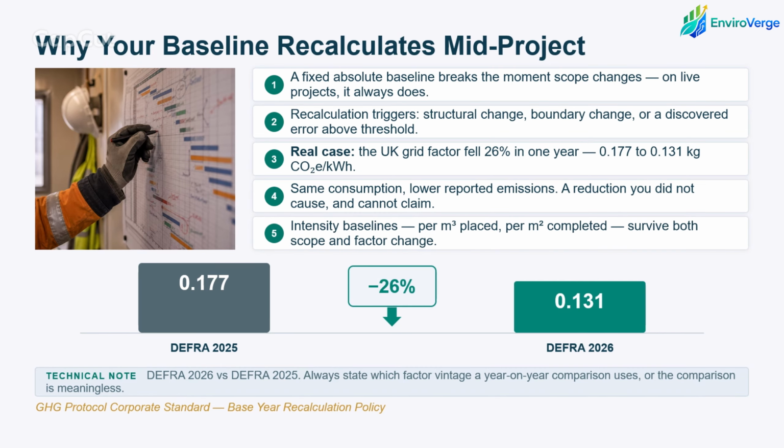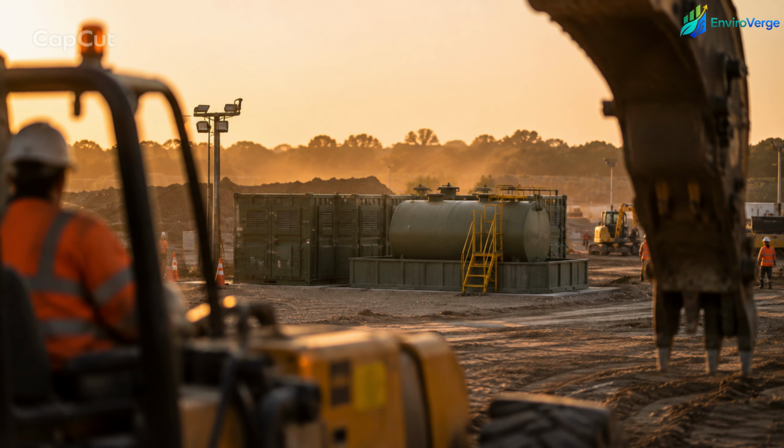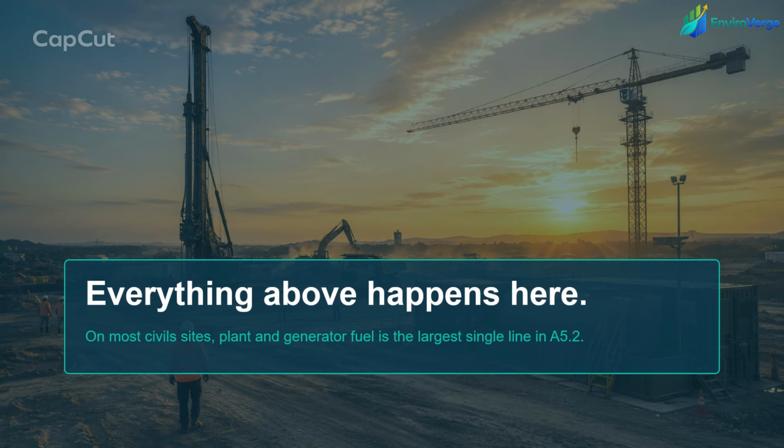Intensity baselines survive that. Per cubic meter placed, per square meter completed. Set the unit before mobilization, because retrofitting one is an audit finding. Everything we've just talked about, it happens here. On most civil sites, plant and generator fuel is the largest single line in A5.2.